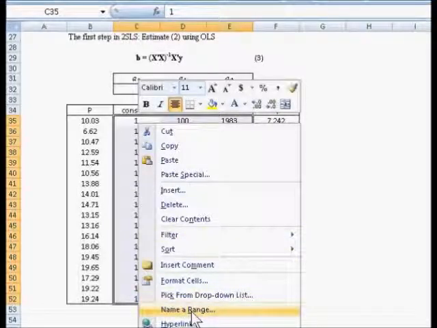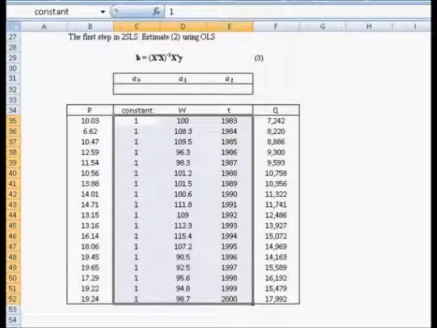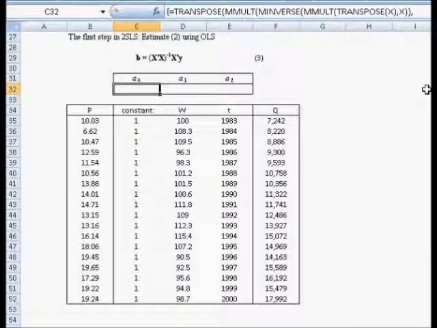We're going to name this X. Now to compute the reduced form OLS estimates for P hat, click on cell 32, right below the A0. Hold down the Shift button and press the right arrow key twice. This is necessary because the result of the linear algebra in equation 3 is a set of 3 numbers.